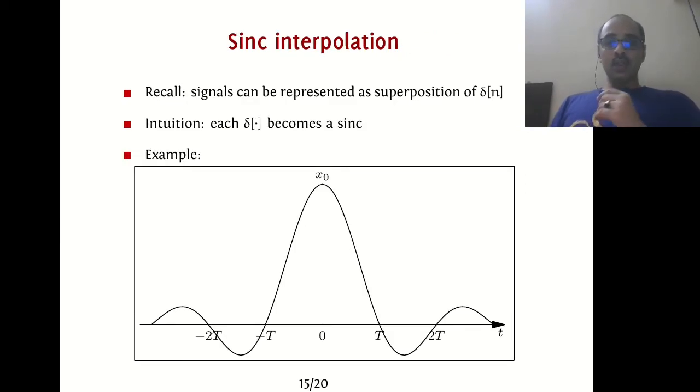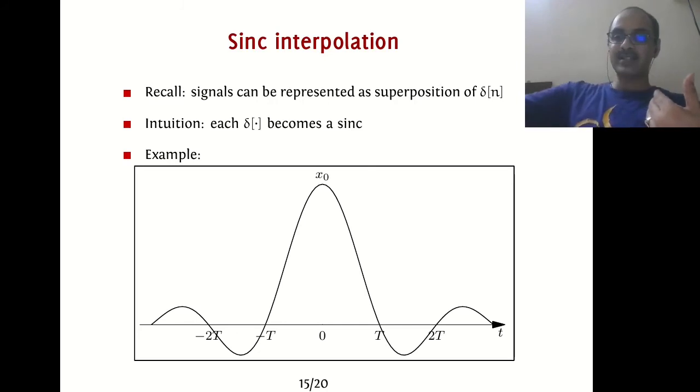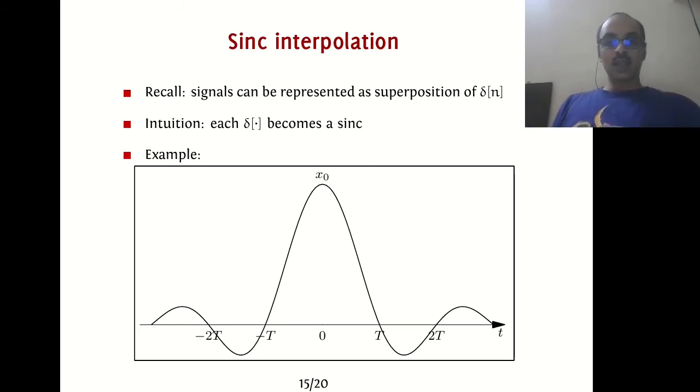How? So remember that signals can be represented as a superposition of delta n's. Okay, that is, if the value at 0 is x0, you can call it x0 delta n. If the value at n equal to 1, which is what corresponds to t, is x1, then that will be plus x1 delta of n minus 1. So this is something we have seen, right? You can use impulses to represent a discrete time signal. Now each of these impulses becomes a sinc.